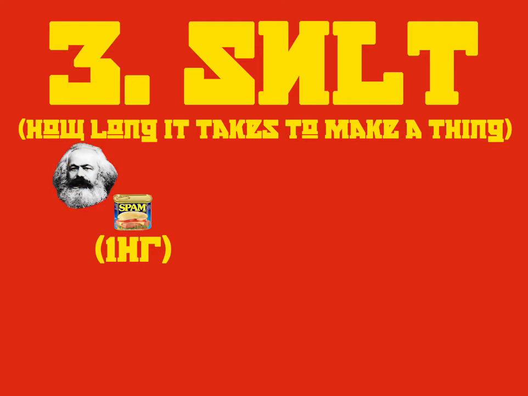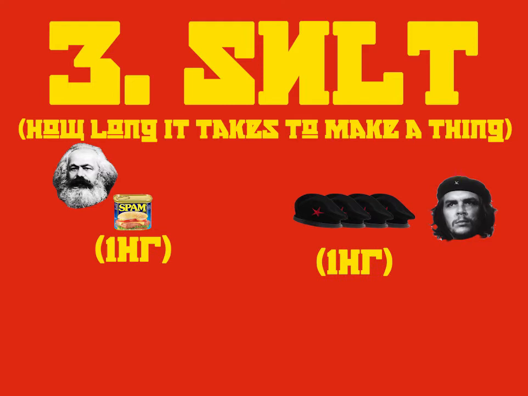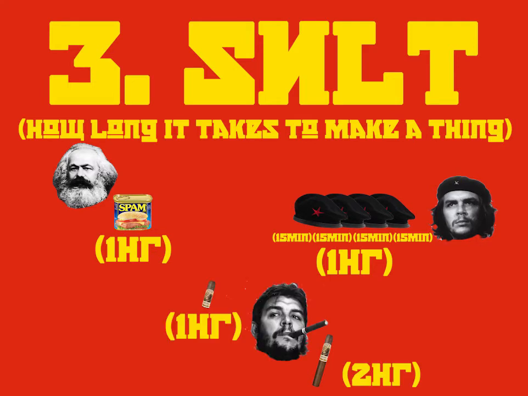Similarly, the amount of time it takes to make the product becomes its exchange value. Since we know that four hats have the same exchange value as one can of spam, that means that if Che spends 1 hour working in a hat factory, he will produce four hats, and that the snult of each individual hat is 15 minutes. To follow the example through, we know one cigar is worth two cans of spam, so its socially necessary labor time is 2 hours, and half a cigar takes 1 hour to make.